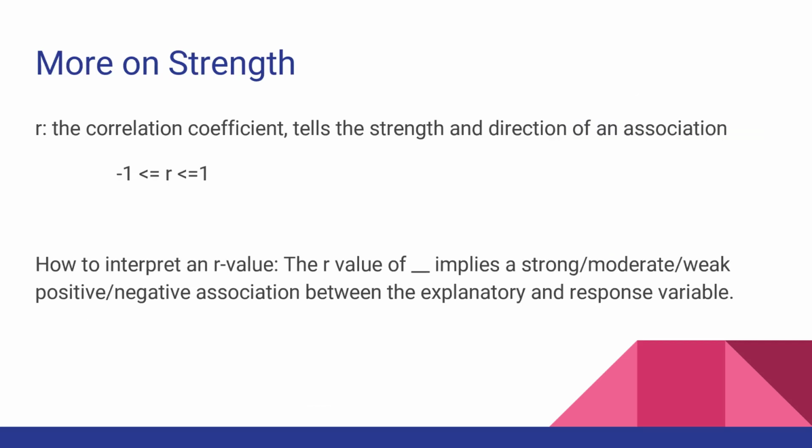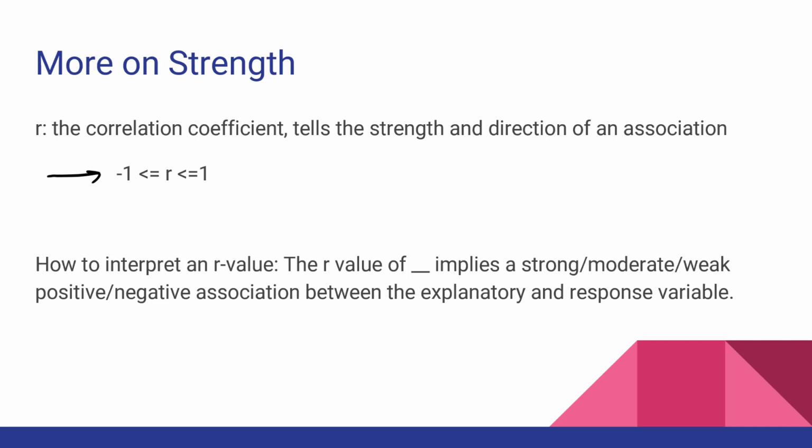So there is a way to tell the strength without just eyeballing it, which is using a number called R. So R is the correlation coefficient, is what it's called, and it tells you the strength and the direction of an association between 2 variables. So some properties of R is that it is always between -1 and 1.